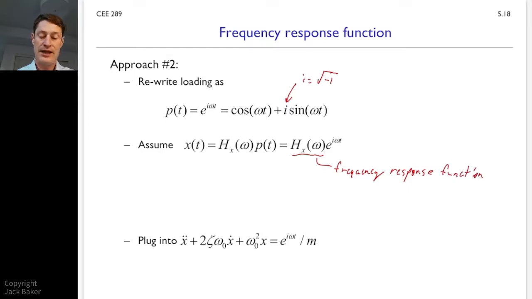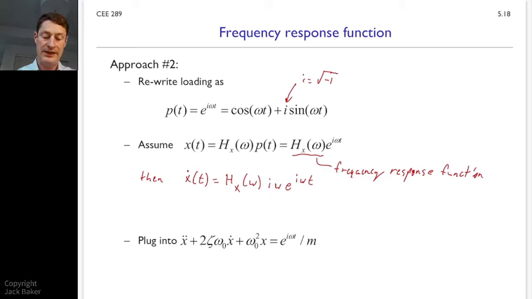Okay? And if I set up x that way, then my derivatives are really easy. So I could say, then the first derivative of this, right, the H sub x of omega is not a function of time, it's just this amplitude modulator. So it just looks like a constant with regard to this derivative. So that just sits there. And then the e to the i omega t, when I take that derivative with respect to t, I'm going to get an i omega down out front, and then the e to the i omega t remains.